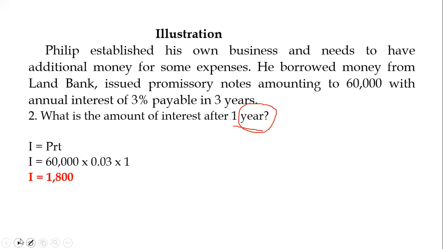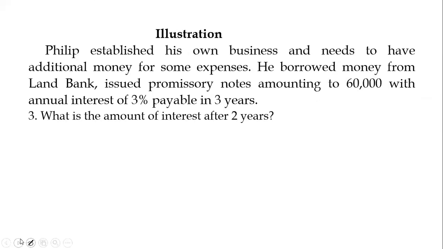Alright? So next, number 3. What is the amount of interest after 2 years? No, 2 years naman ang tinatanong. So the same pa rin. Ang may iba lang, ita-times na natin ngayon sa 2 since 2 years ang hinahanap. So, the correct answer is 3,600. So after 2 years, ang total interest na ng inutang ni Philip sa bangko ay 3,600, no? Malaki-laki rin, no? Now, let's proceed to number 4 question.